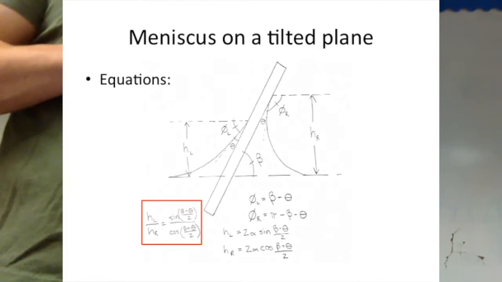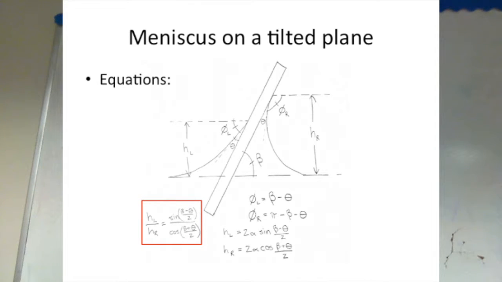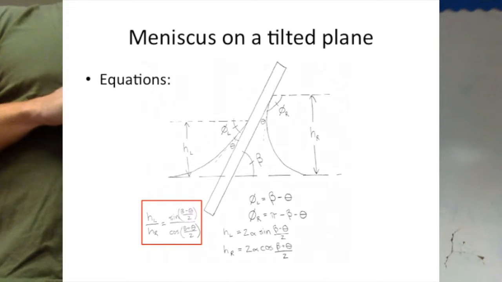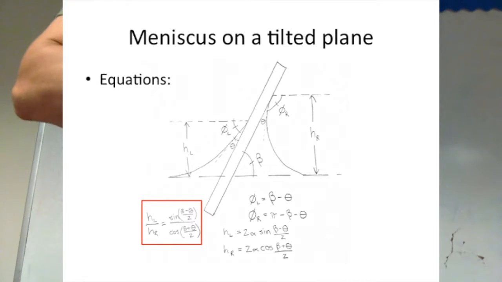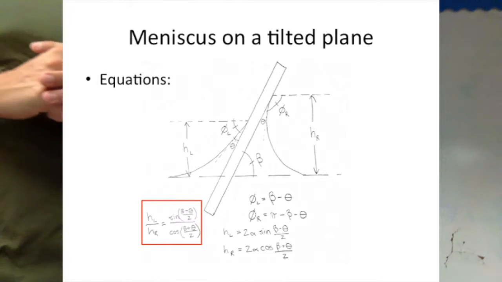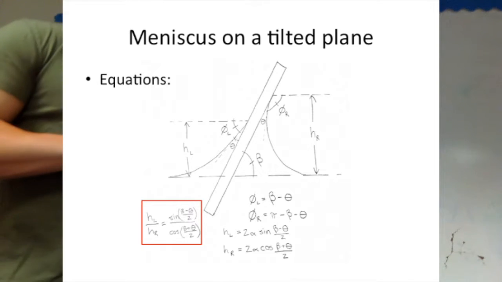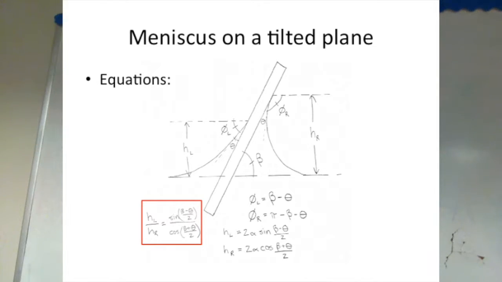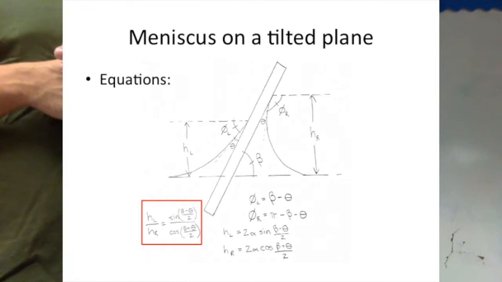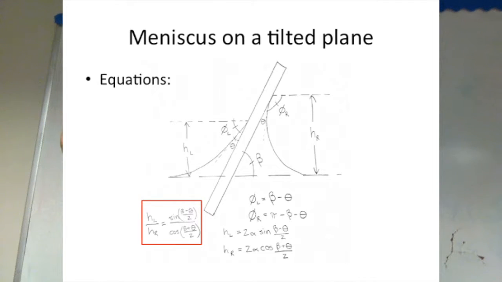The important thing to note here is that these equations can be simplified by taking a ratio of the heights, and that's what we're going to be doing today. We're going to be studying how these menisci change on a tilted plane based on the ratio of the heights on either side of that plane.